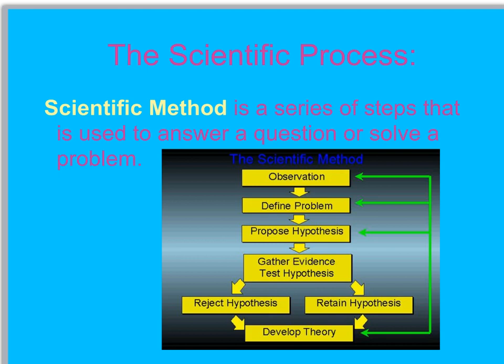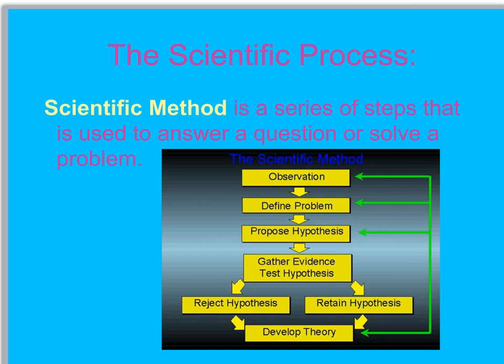First, you're going to observe something, like the dog barking. Then you're going to define whatever the problem is. Maybe she can't see and she's seeing things fly by the window. And then you're going to propose a hypothesis. Well, let's close the window to where she can't see out the window. And then you gather evidence and test this hypothesis. Well, maybe it's not her vision. Maybe she's hearing things. Maybe she's crazy.